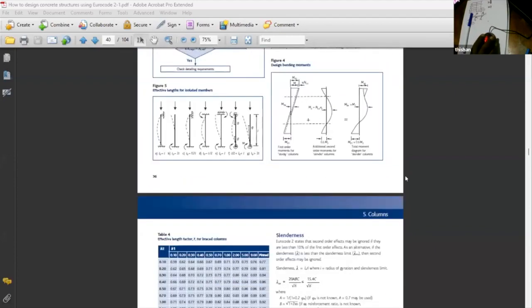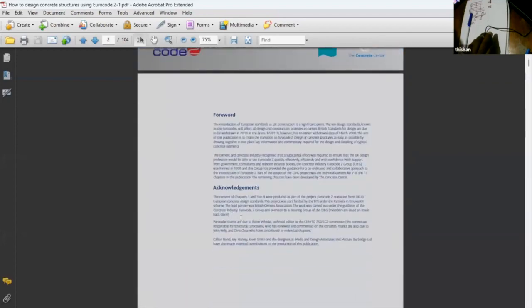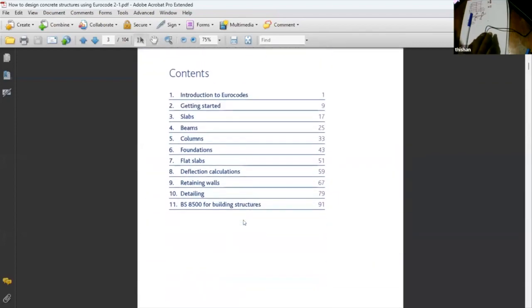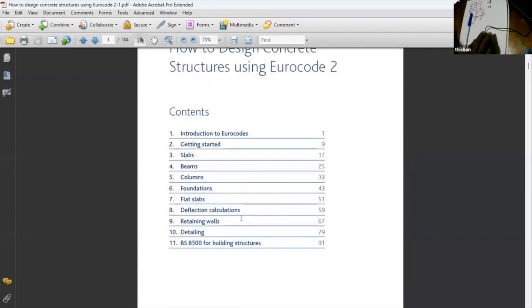And then you might wonder, what is this document? It's a very valuable document. You can download it free. How to design concrete structures using Eurocode 2. So this is additional material that has been designed to help the engineers who are familiar with BS 8110. This is written by British people, so it gives a lot of details. It covers so many topics. You can see slabs, beams, columns, foundations, flat slabs, deflection calculation, retaining walls, detailing, BS 8500 for building structures.